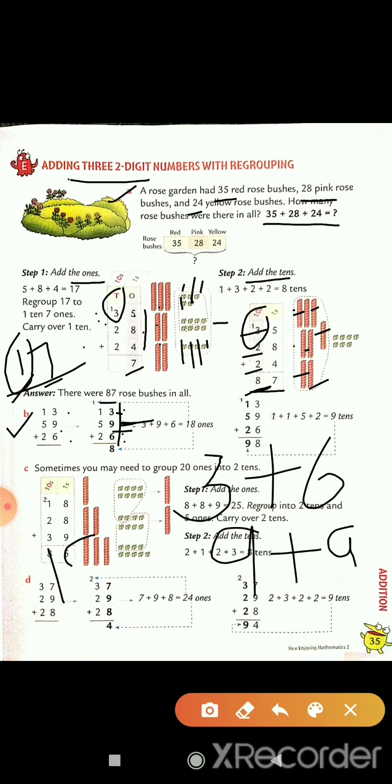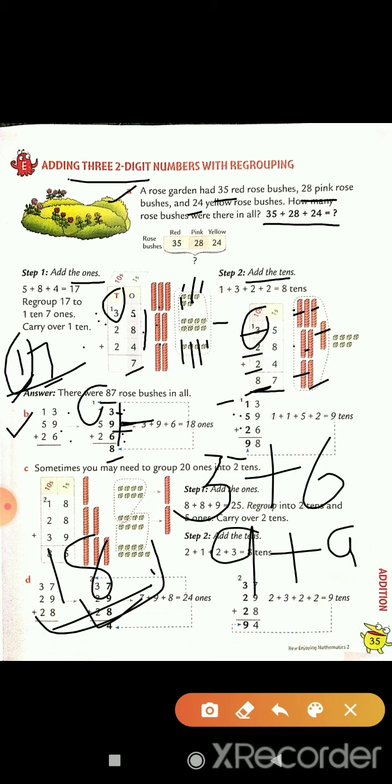Now we cannot directly write 18 here, so we have to regroup 18. 18 can be regrouped as 1 ten and 8 ones. So we need to write 8 at the place of ones and 1 will be carried to the tens column. Then you have to add the tens. So at the place of tens, 1, 5, 2 and the one which we carried are there.